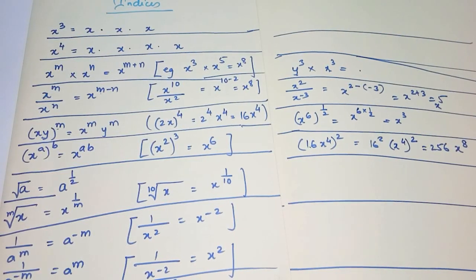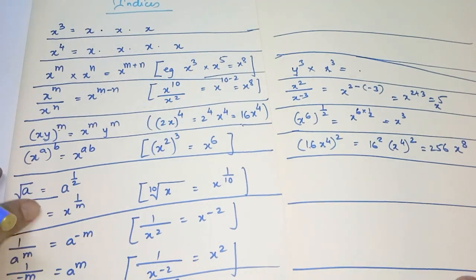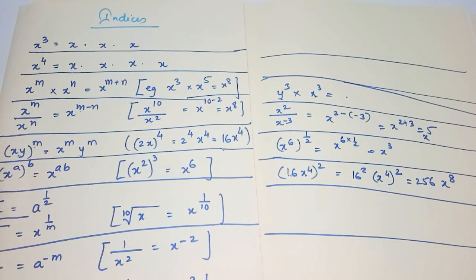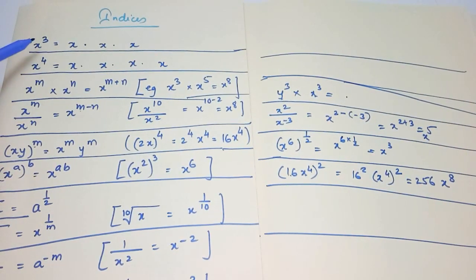Hi everybody, in this video I'm going to help you with the properties of indices. Alright, so what exactly does an index stand for? If you have x cubed, it is nothing but x multiplied 3 times. If you have x to the power 4, it is multiplied 4 times, and so on.